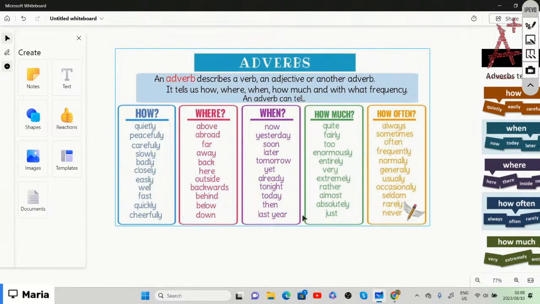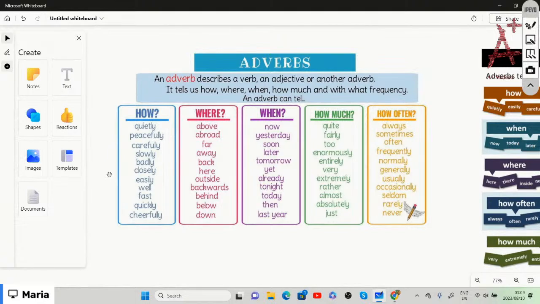And an adverb can tell how. When an adverb tells us how, then we can use words like quietly, peacefully, carefully, slowly, badly, closely, easily. They can also be well, fast, quickly, and cheerfully. That is now a few adverbs that tell us how.